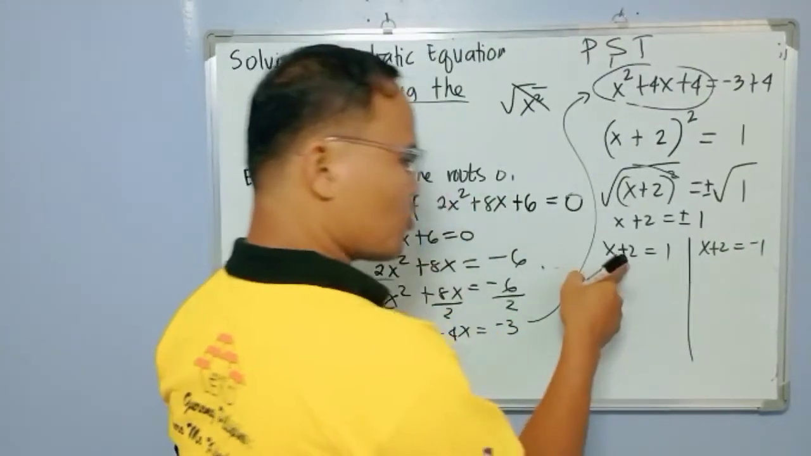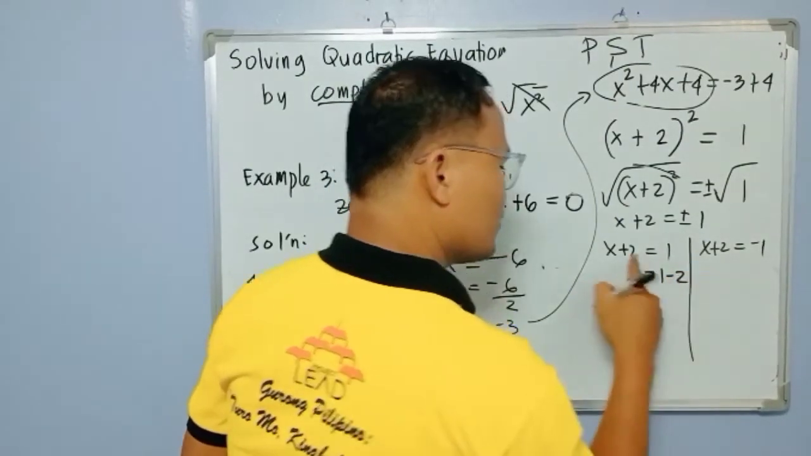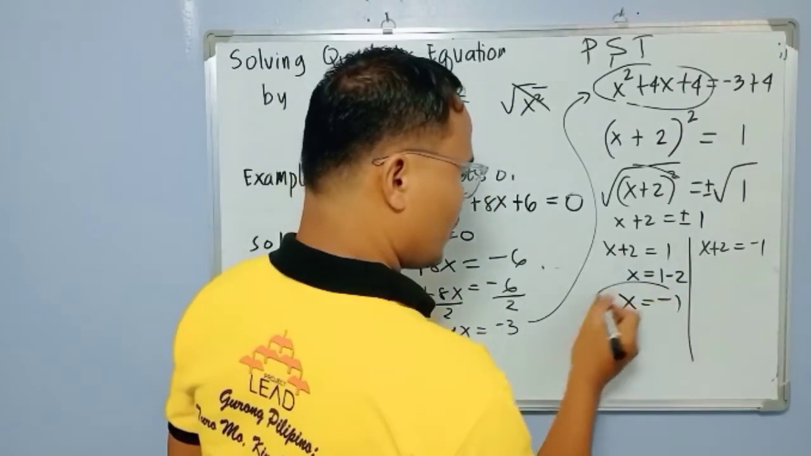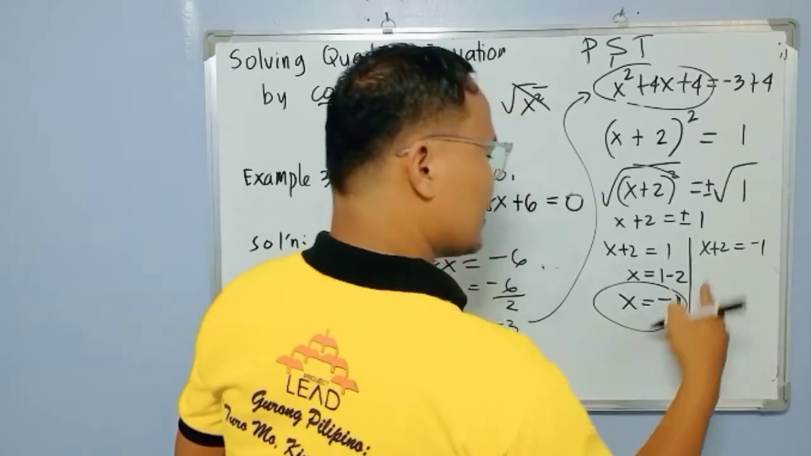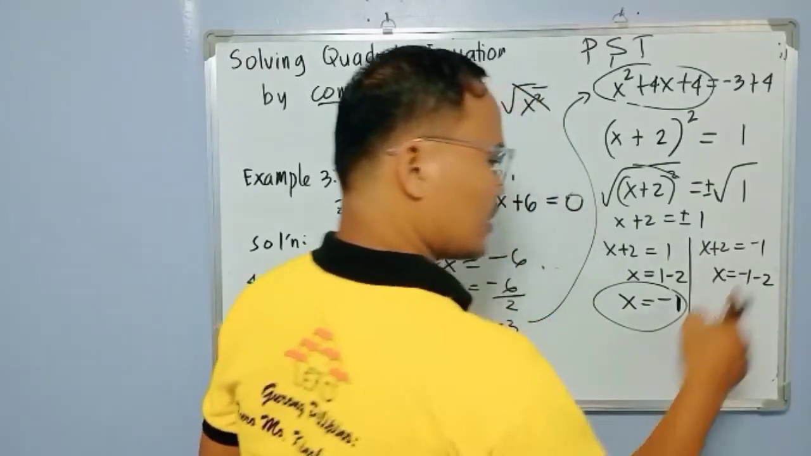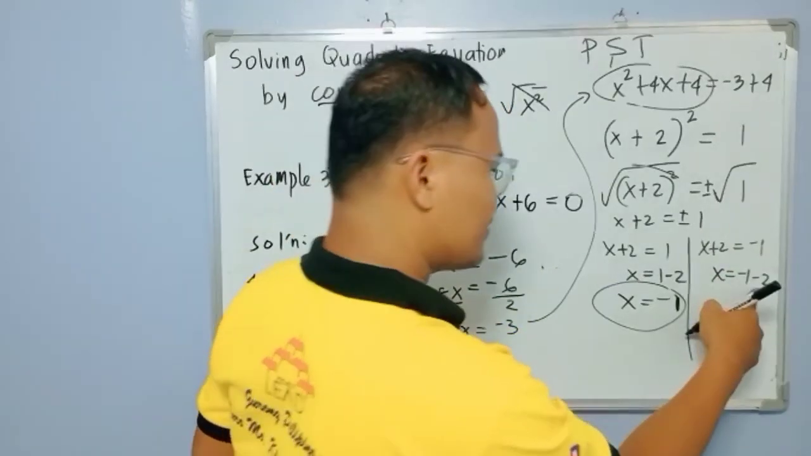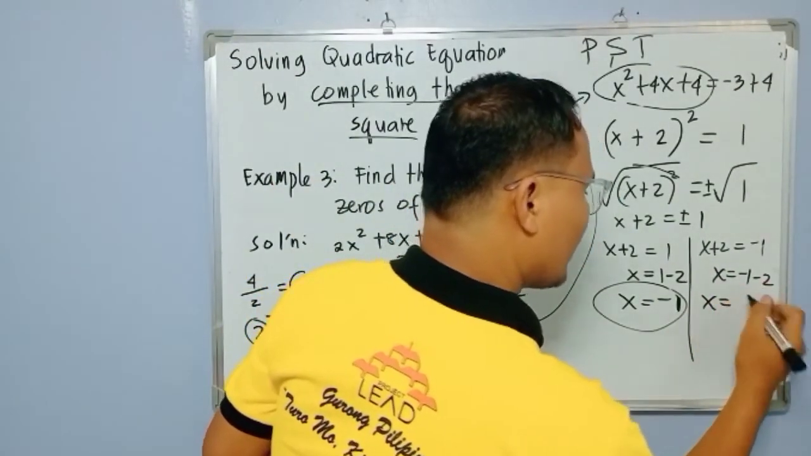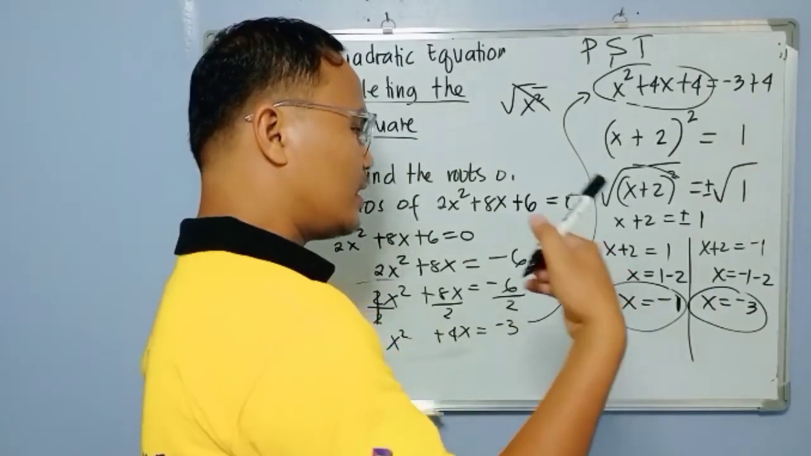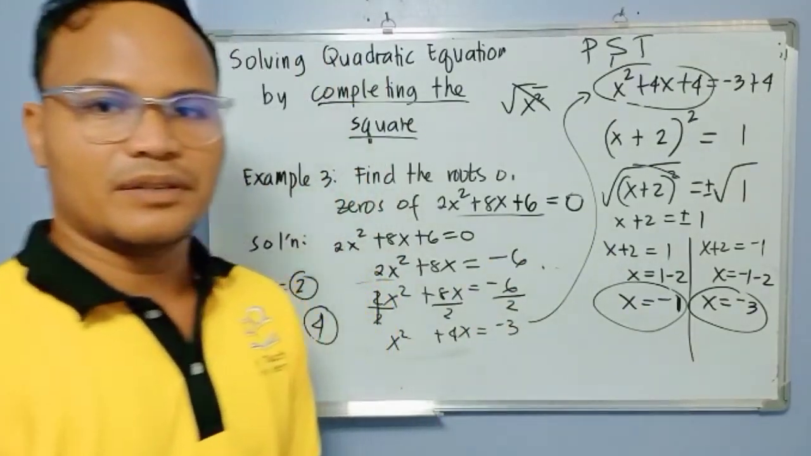Solve for x by transposing to the right side. This will be 1, copy 1. The sign will be changed. Then it's negative 1. 1 minus 2 is negative 1. Then here, same way, copy negative 1. Transpose positive 2, it will become negative 2. So we have negative 1 minus 2. The result is negative 3. These are now the roots of the equation 2x squared plus 8x plus 6 equals 0.